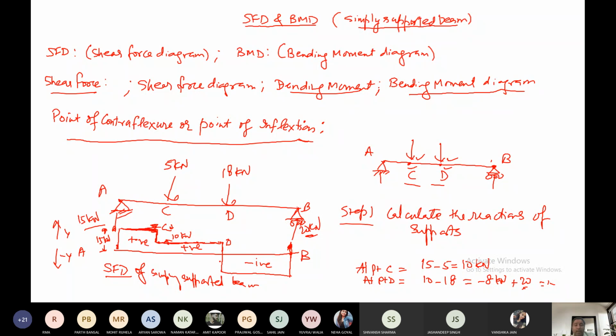Now coming to the bending moment diagram. For the bending moment diagram, what you have to do? Sir, please explain SFD, repeat this. Yes, sir. Okay, so I will take only SFD, BMD I will take next class. Okay, SFD, see once again.